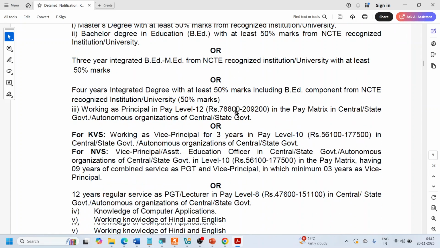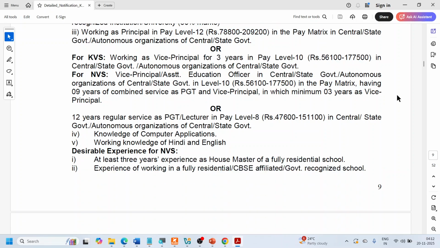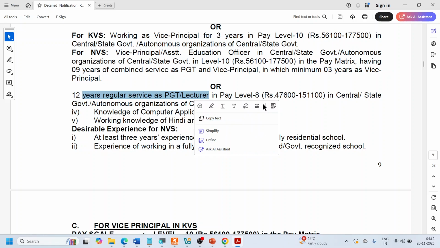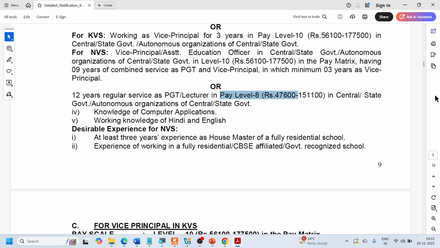Again, for principal, the same story is there. Don't get fascinated by this. This is the one criterion that will disqualify a newcomer from here. In other words, what they are saying is you have to have the experience in order to enter into these ones. So again, 12 years of regular service as a PGT from the pay band of level 8.